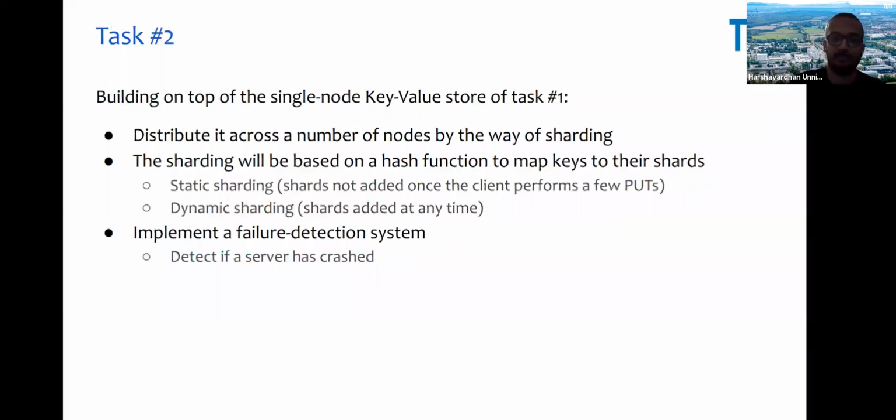For this week's task, you will build a distributed key value store on top of the single node key value store from task 1. You will distribute the keys across numerous shards or servers by way of sharding. The key distribution is based on a simple hash function. Your implementation should also be able to handle both dynamic and static sharding, with dynamic sharding allowing for new servers or shards to enter the system at any time. And finally, you will implement a failure detection system to detect if a shard or server has crashed.